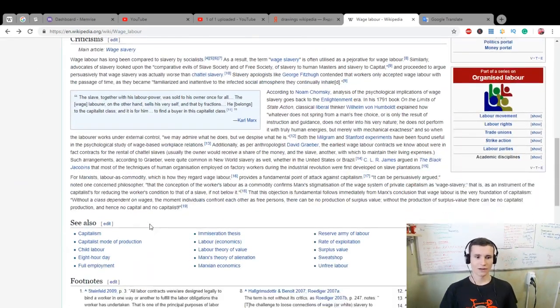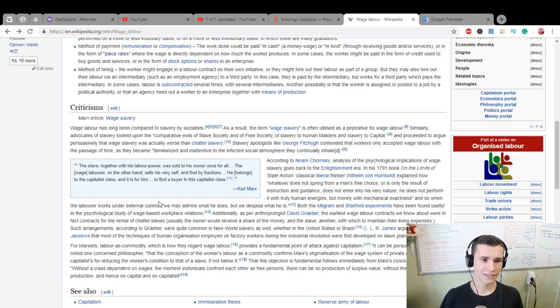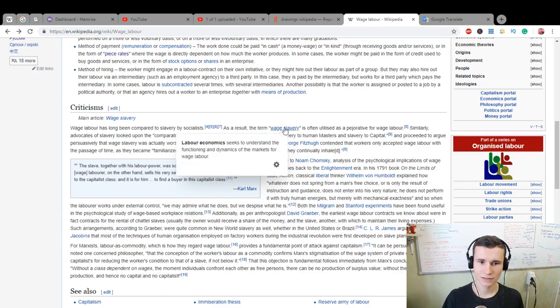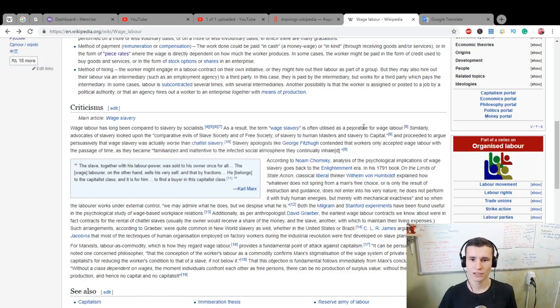Okay, criticism. Wage labor has long been compared to slavery by socialists. As a result, the term wage slavery is often utilized as a pejorative for wage labor. Similarly, advocates of slaves looked upon the comparative evils of slave society and of free society, or slavery to human masters and slavery to capital, and proceeded to argue persuasively that wage slavery was actually worse than chattel slavery.